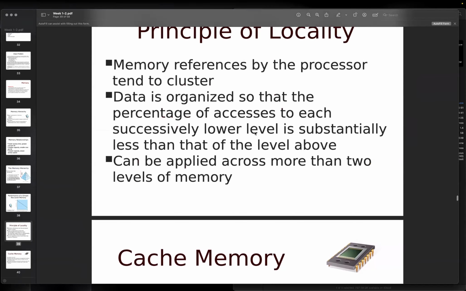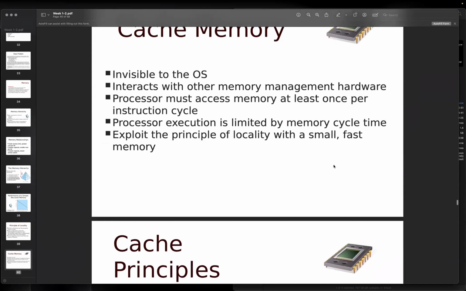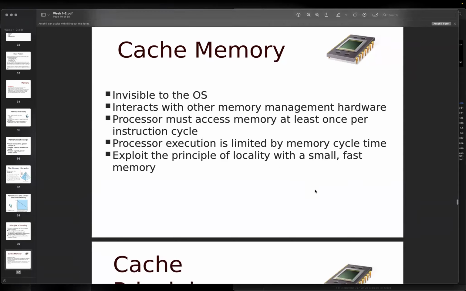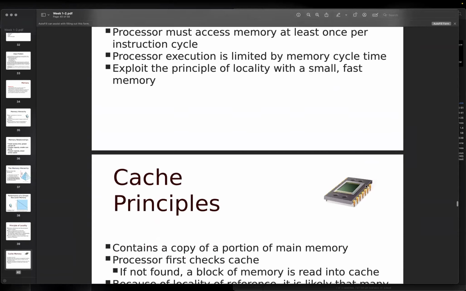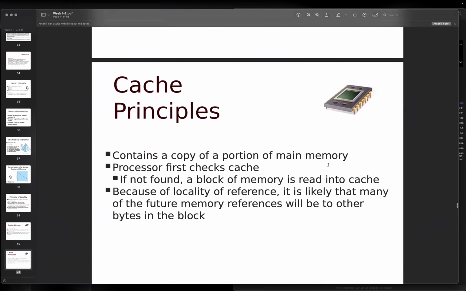This one is about the data. The percentage of accesses to each successively lower level is substantially less than the level above. Just remember this part, and the linkage with it: the main focus is small and fast memory. That is why, when we design the cache, it is sometimes attached directly to the CPU. It always comes with a smaller size but faster access, so it can contain a copy of a portion of the main memory.